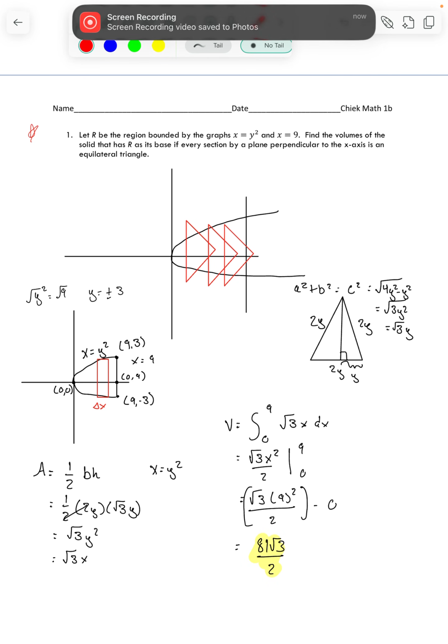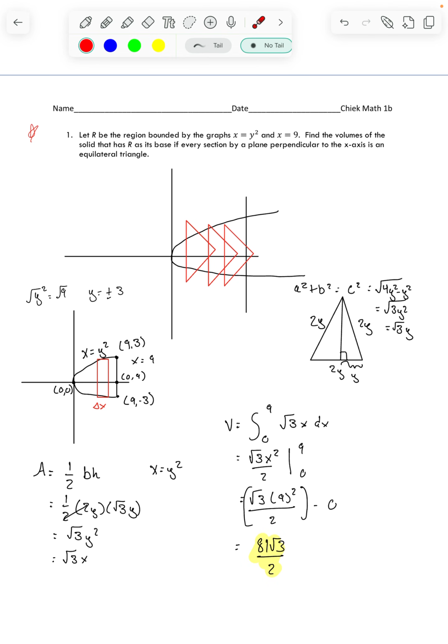Hi, we're group 4 and we got question number 1, where it says: let R be the region bounded by the graphs x equals y squared and x equals 9. Find the volume of the solid that has R as its base if every section by a plane perpendicular to the x-axis is an equilateral triangle.